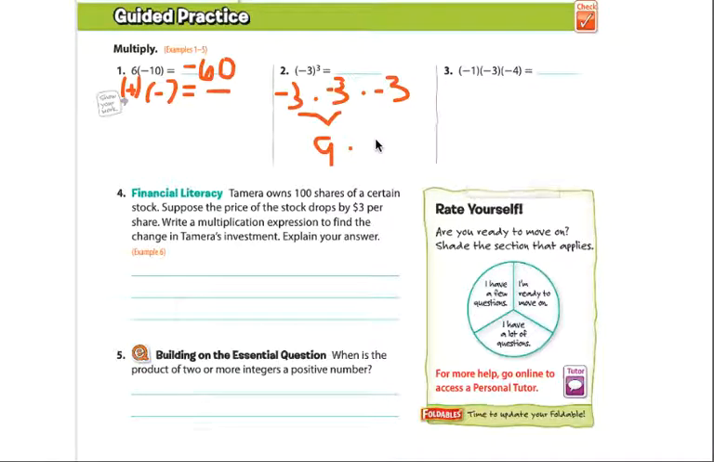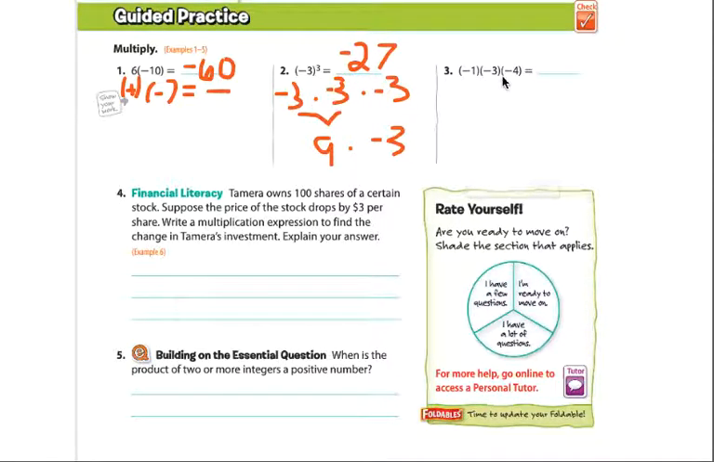But now I'm multiplying it by another negative. So negative 3 times a positive 9, that should give me a negative answer. Positive times a negative is a negative. And I know that 9 times 3 is 27. So my answer should be negative 27.